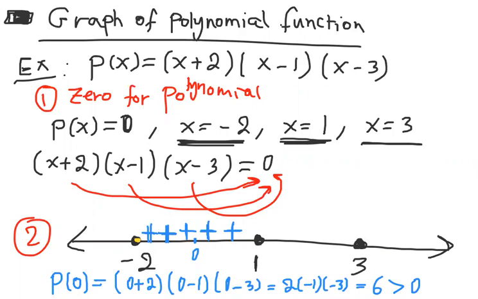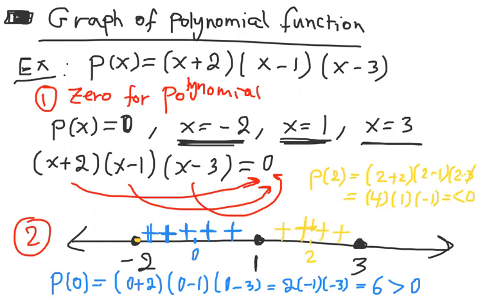Again, I choose any element in the next interval. For example, I choose 2, and I plug the 2 inside the polynomial, P of 2. The answer is (2 plus 2)(2 minus 1)(2 minus 3). It gives me a negative number, because it is 4 times 1 times minus 1, and the answer is negative, less than 0. So the sign for this interval is negative.